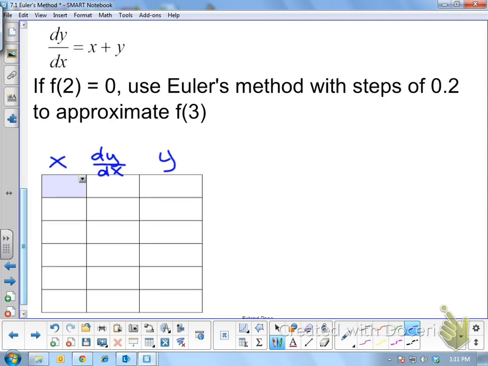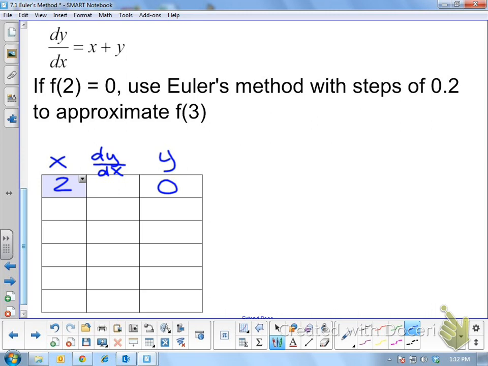So what x value are we going to start at? What x value do we know information about y already? 2. We know what y is already when we're at 2. Actually, no, I'm trying to think of how it's set up again. No, yeah, that's where we want to put the y.